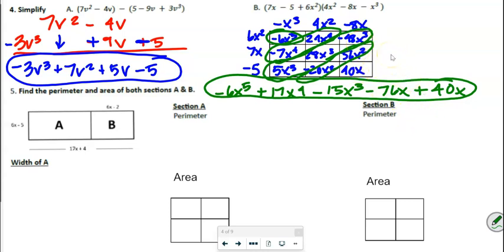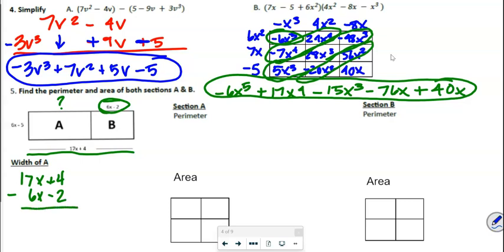Okay, so we have the whole width here, and we have the width of B, and we want to find the width of A. So we're going to take 17x plus 4, and we're going to subtract from it the 6x minus 2. Now remember, when we subtract, we got to change the signs of both. So this is minus, and that's now going to be plus, right? So this is going to end up being 17 minus 6 is 11x, and 4 plus 2 is 6. So that's what's going to go back up here on top of A. So this is going to be 11x plus 6, okay?